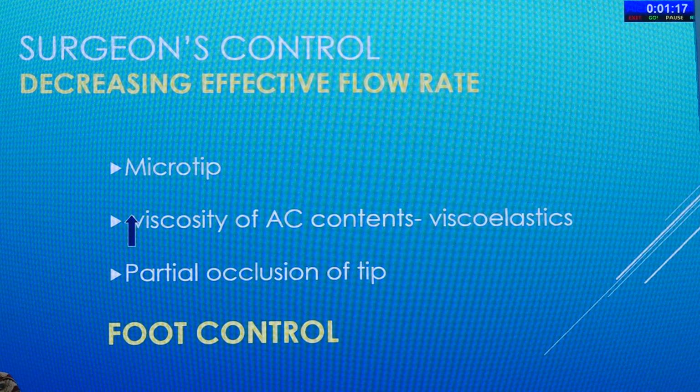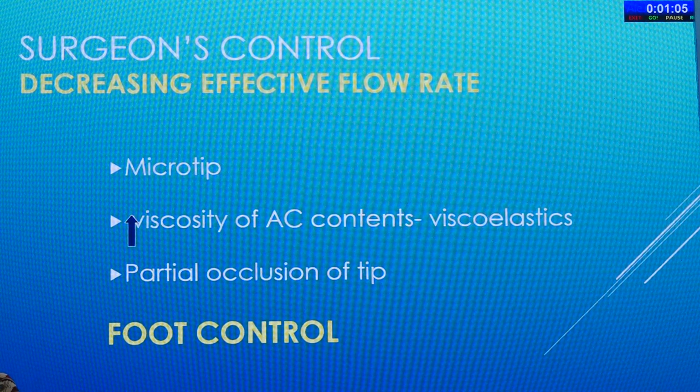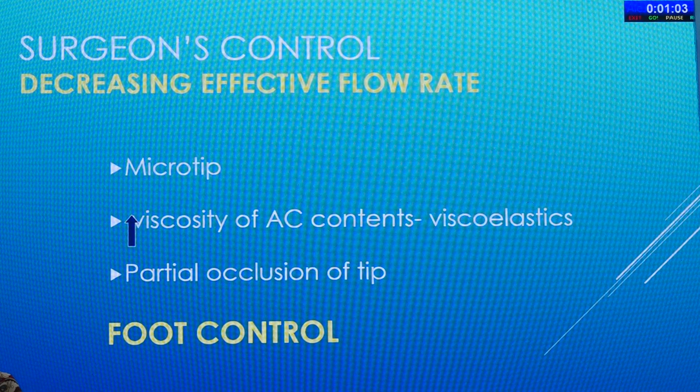Now the third thing in surge control is to decrease the effective flow rate. How can we decrease the flow rate effectively? First, we can use a micro tip. A small bore tip means less fluid withdrawn, which means we can keep the flow rate lower. So lower flow rate, less fluid withdrawn, less surge. Similarly, we can increase the viscoelastic in the anterior chamber while using our steps. Increased viscosity, because of increased viscoelastic, decreases the effective flow rate.